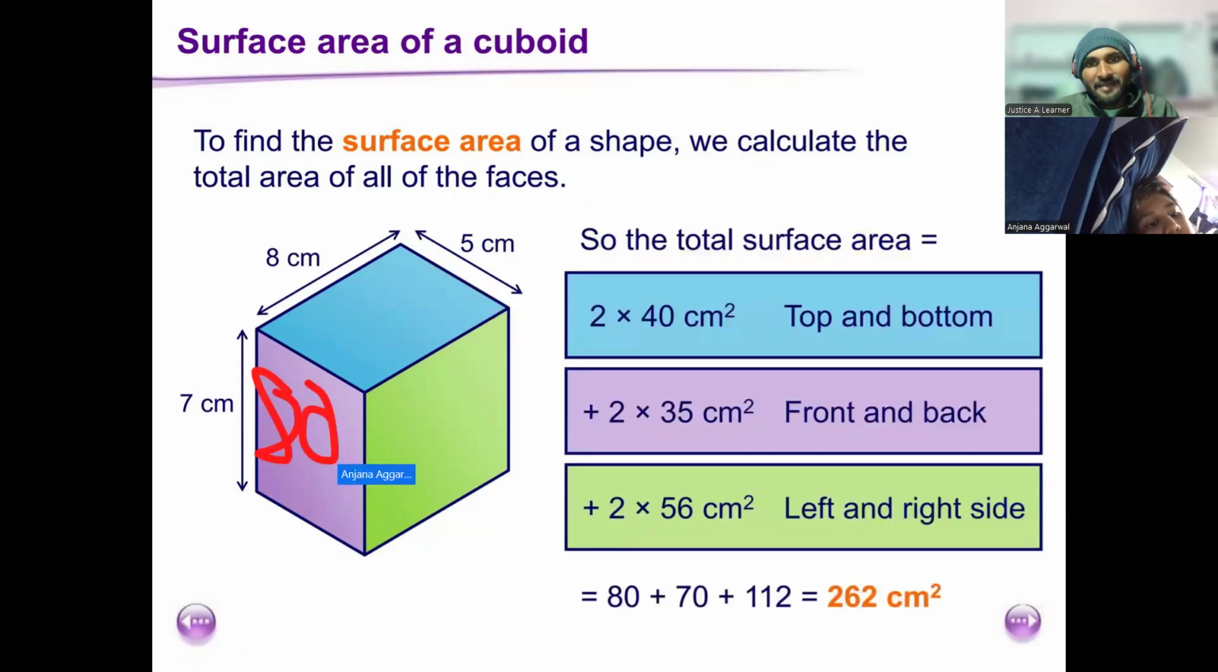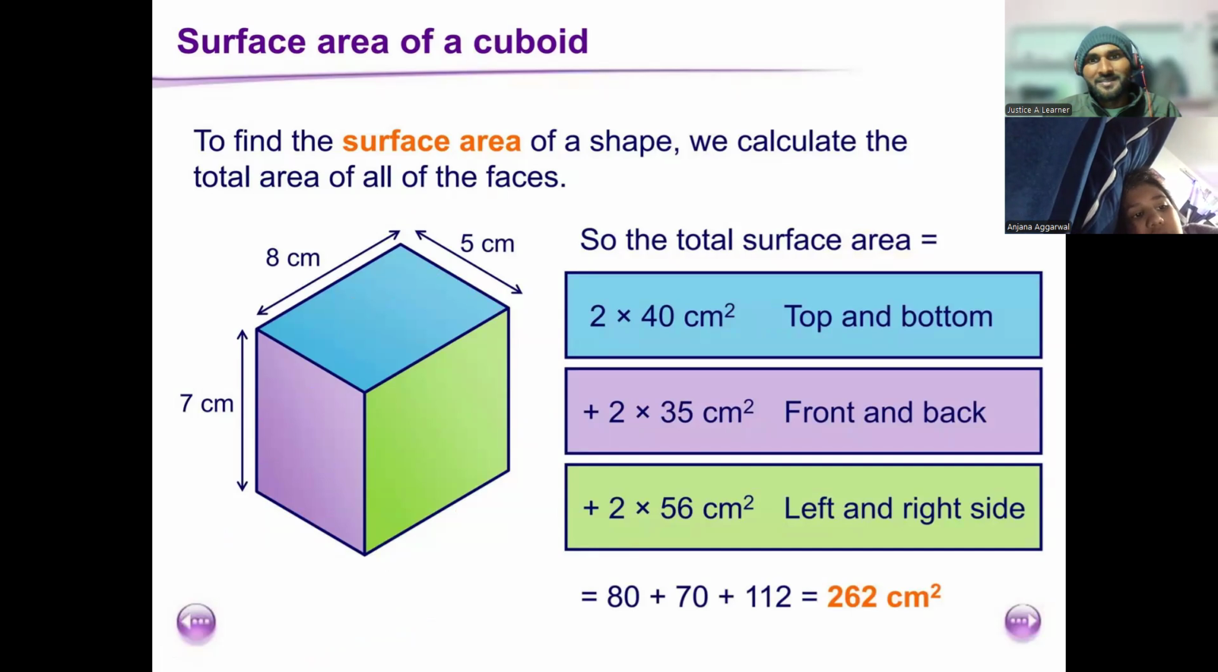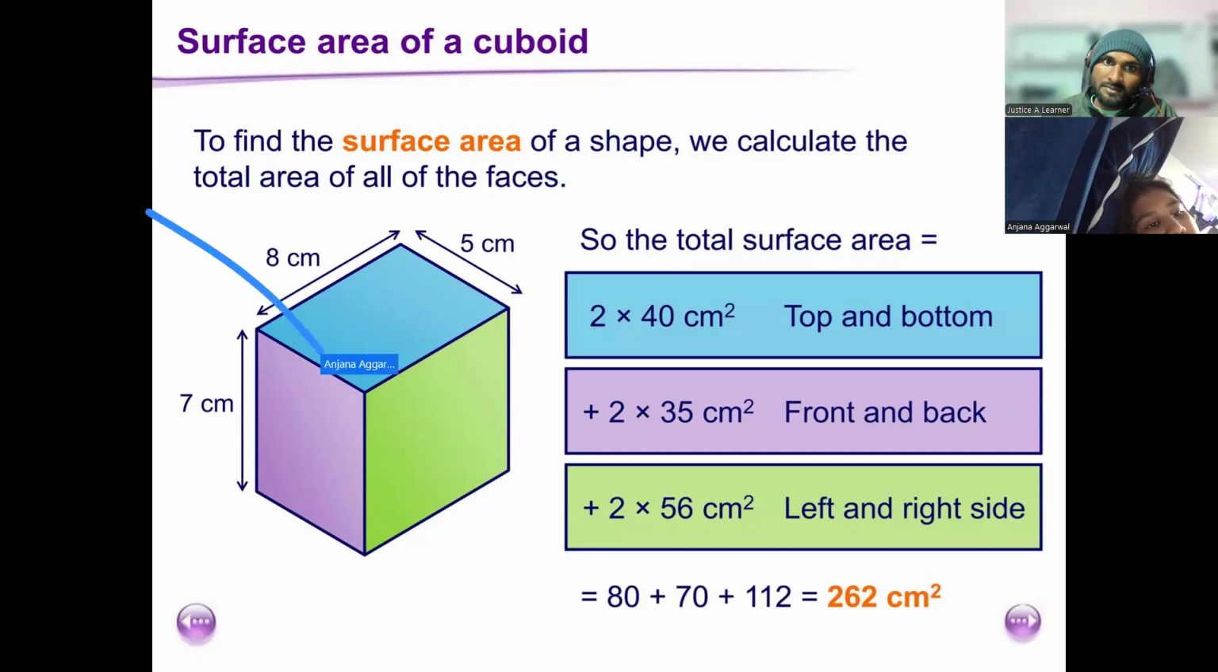So the same thing we have done here, whatever you told. We have doubled them, and at the end we will find the total. What is happening here? 80 plus 70 plus 112. That is the complete total surface area, including top and bottom. Remember that. Well, I thought we were supposed to take out the top and bottom, or the front and back, or the left and right hand side. Like one of them.